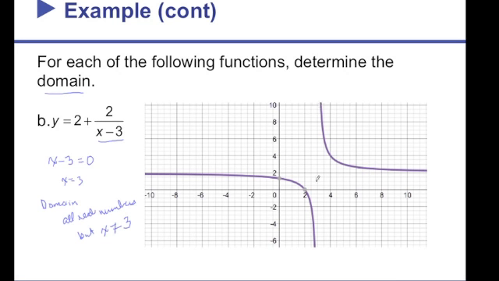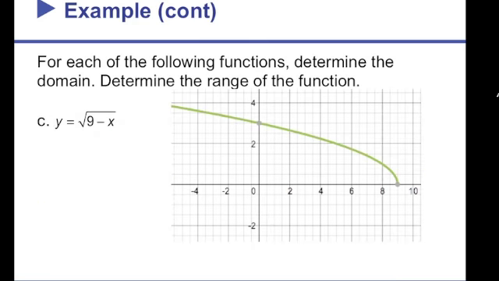And right here, 3 would be right here. If we drew this vertical line at x equals 3, you'll find out that this graph comes close to it, but does not cross it.